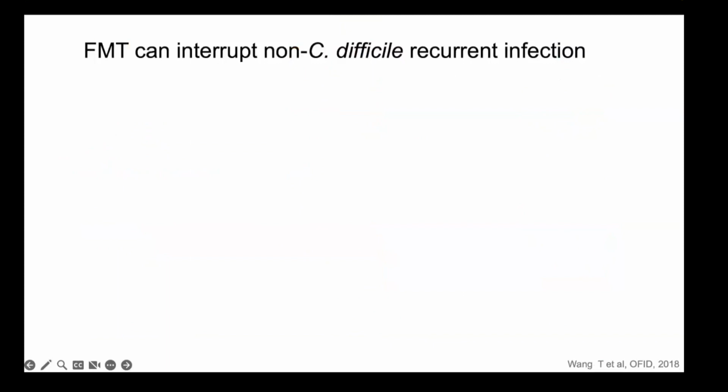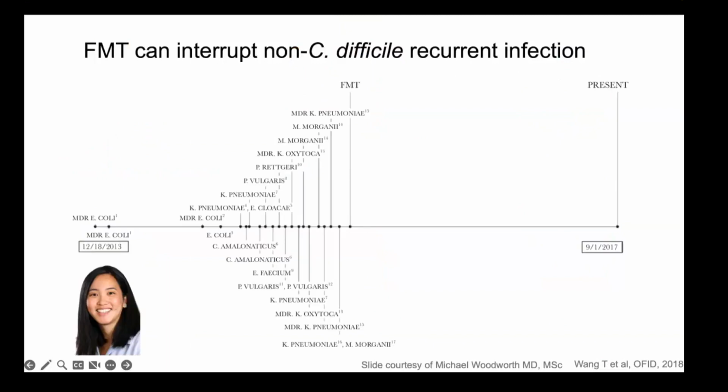And what's interesting also is FMT can not only lead to MDRO decolonization, but can also interrupt non-C. difficile recurrent infection. So this was, I think, an interesting case report that was published by a medical student here at Emory. And this is an elderly lady who had recurrent UTIs with increasingly more resistant pathogens. And so you can see here, this is a timeline.